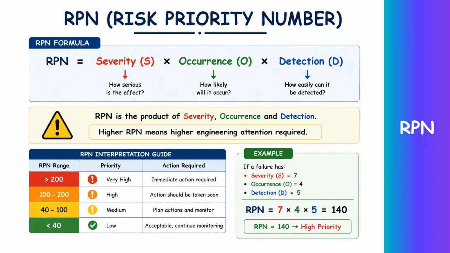Now comes one of the most important parts of DFMEA: RPN, Risk Priority Number. RPN is calculated using RPN equals severity times occurrence times detection. Higher RPN means higher engineering attention required. Let's take an example. Suppose severity is 7, occurrence is 4, and detection is 5. Then the RPN becomes 140. This indicates the issue needs corrective action. RPN helps teams prioritize which failures should be addressed first.